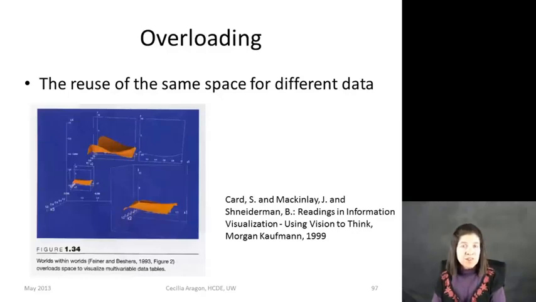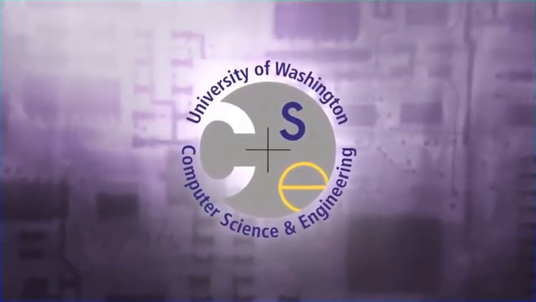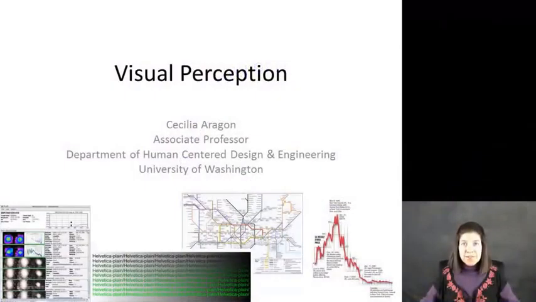All right, this concludes our set of lectures on visual encoding. The next set of lectures will move to visual perception. In the previous lectures, we've been discussing data and visual mappings. Now we're going to talk about the other end of the pipeline, how that information is processed by the human brain. This is the first of 3 lectures on visual perception.